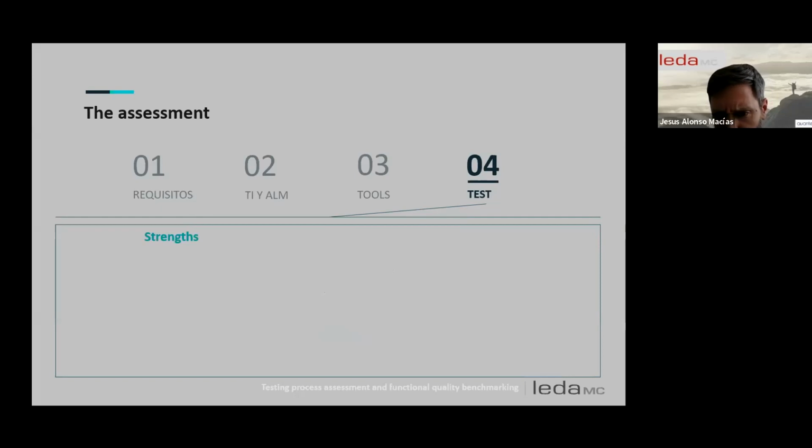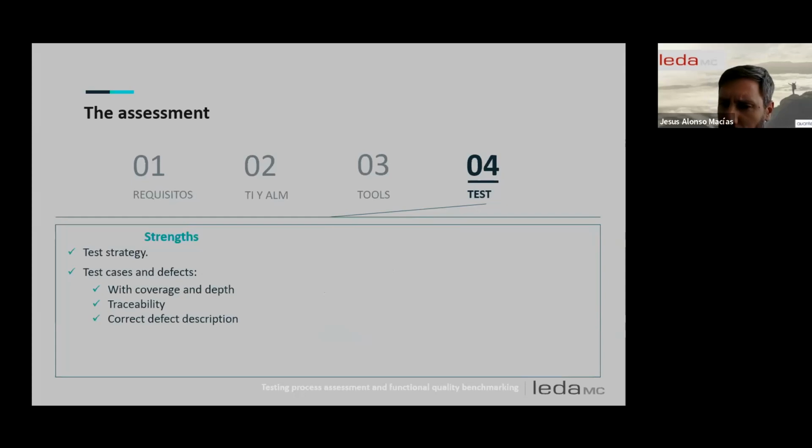Let's start with the strengths. We saw that they had a defined and documented strategy, that the coverage of the test cases was correct, and that traceability with requirements and bugs was covered. On regression, we had a high degree of maturity, and also smoke testing. Tracking and control was reported properly.